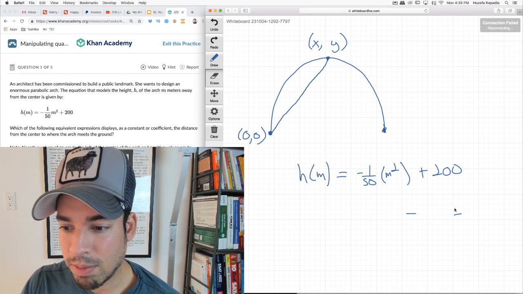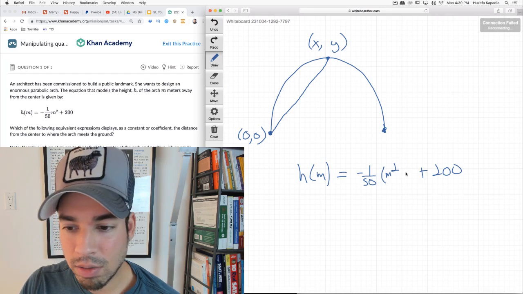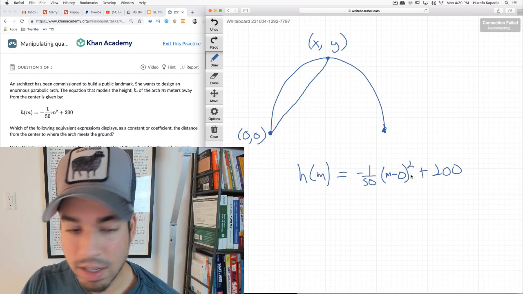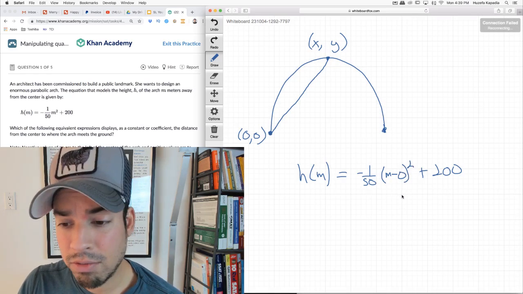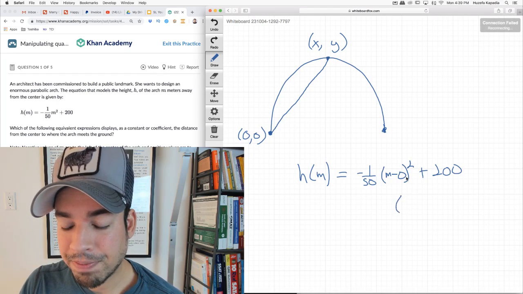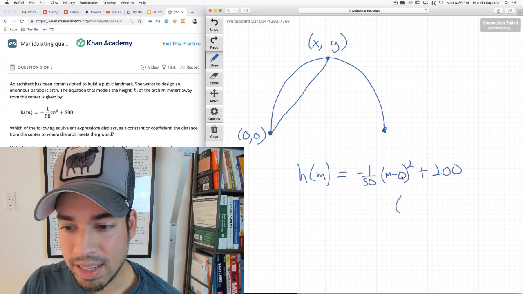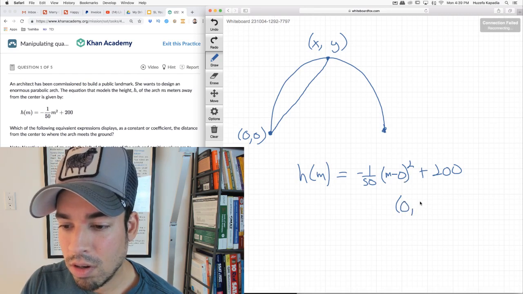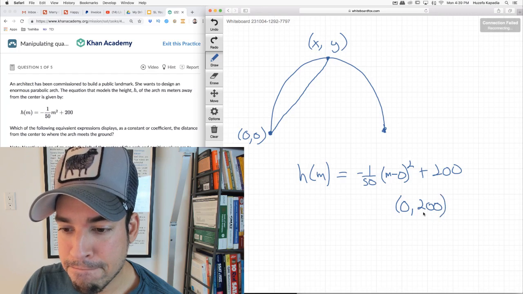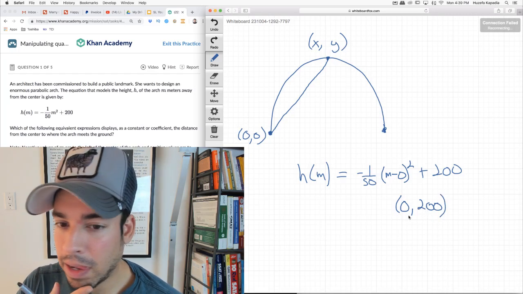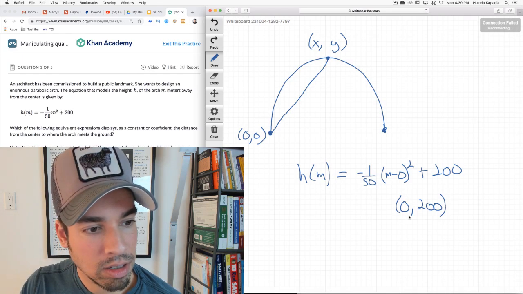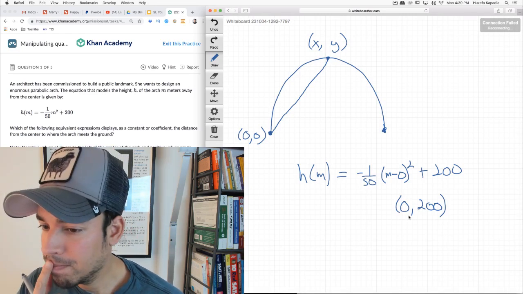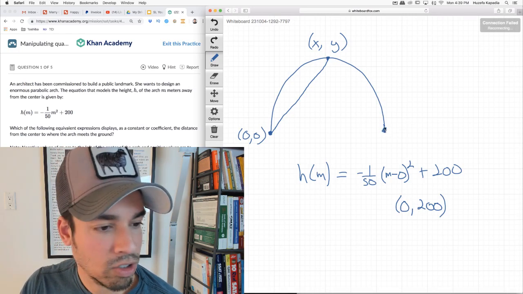I'm putting this into vertex form, which is kind of like this: m minus 0 squared. Now this is the same as m squared, okay? But I'm just putting it in the format because then we know that my vertex is at this value and this value. This is my x value for the vertex, my y value for the vertex. So 0, 200, okay? So we know that is, hold on, that is my center point. But then we have to figure out what these x-intercepts are.